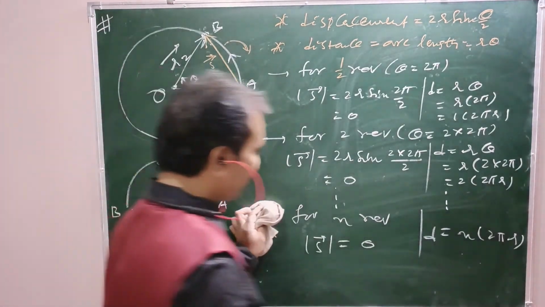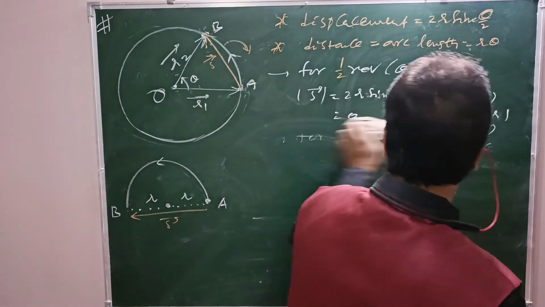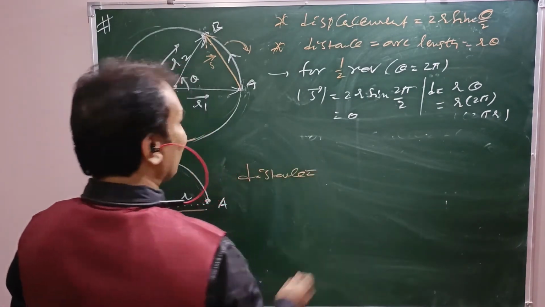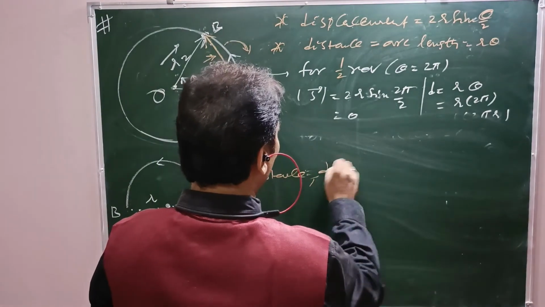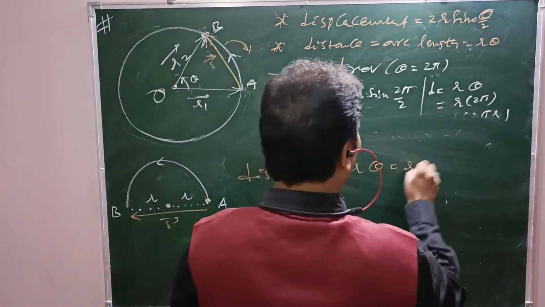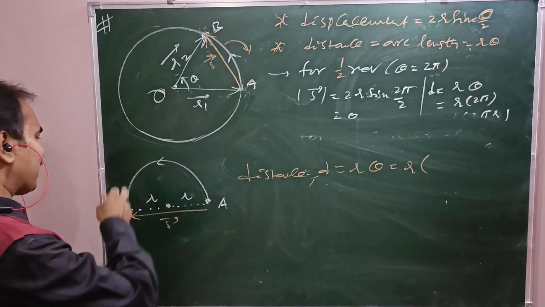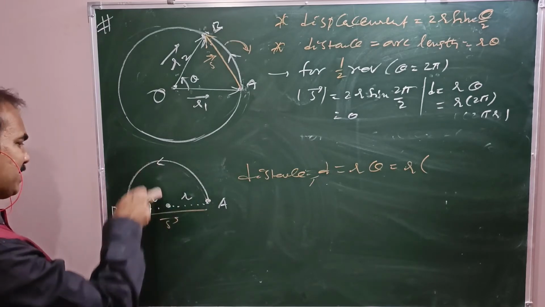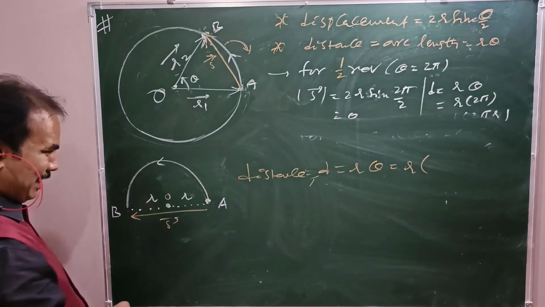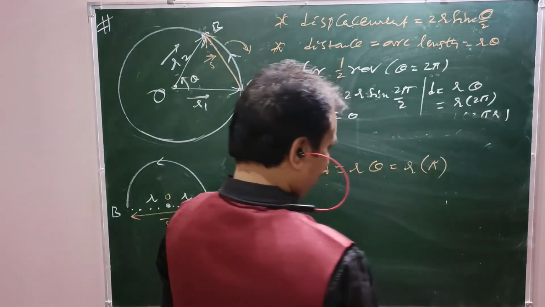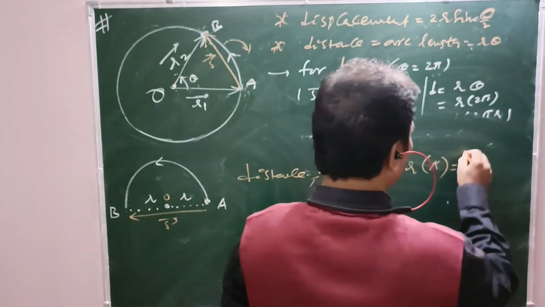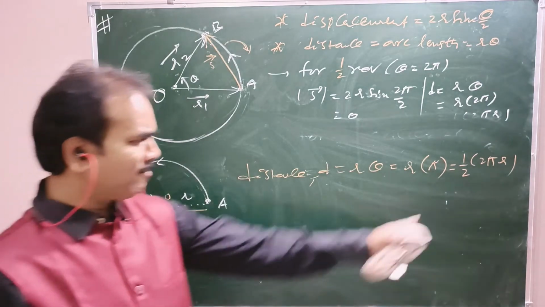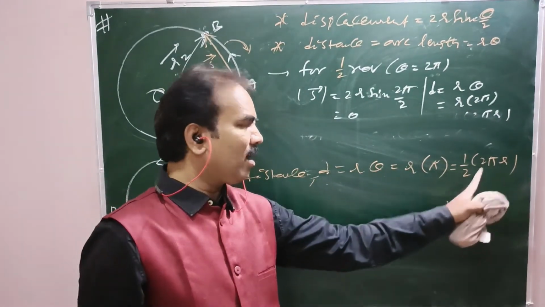Right? Now see, distance d equal to r theta, that is r into, what is theta here? For a semicircle, what is the angle made by the semicircle at the center? Theta means pi. Okay, that is half of 2 pi r. Half of the perimeter. Perimeter means 2 pi r, half of the perimeter.